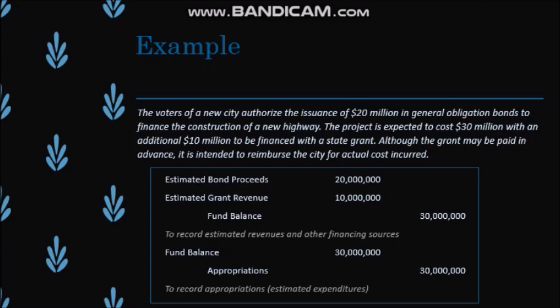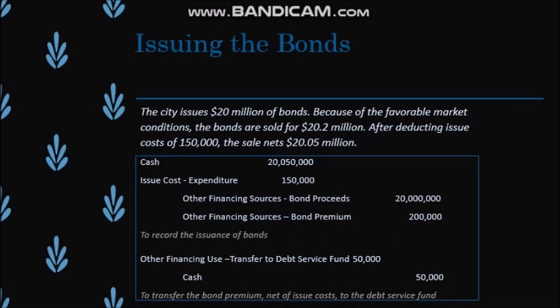And then to record the appropriations, which is our estimated expenditures. This is basically the approved budget for the account and just having that down to back it up. We'll debit our fund balance for $30 million and appropriations for $30 million.